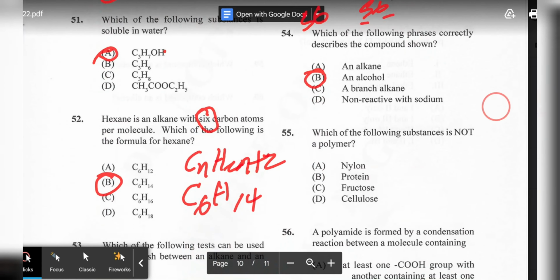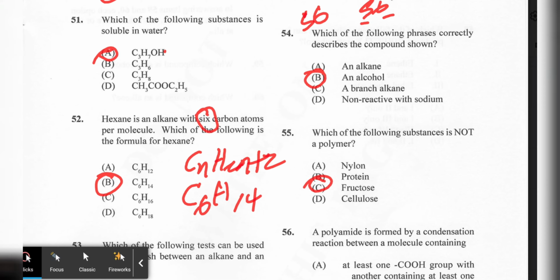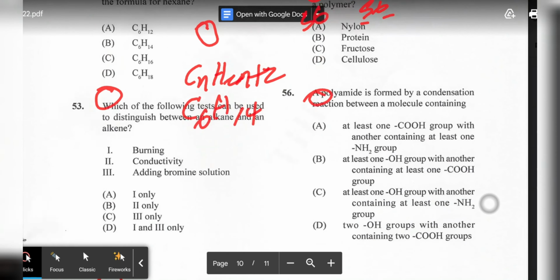55. Which of the following substances is not a polymer? So let's see now. Fructose is not a polymer. And some of these things you're using your vast knowledge of other scientific subjects to get the answer. Nylon is a polymer, proteins are polymers, and cellulose, of course, is a polymer of glucose, but fructose is not. Okay, so we go on. 56. We're almost there, guys. Almost there.